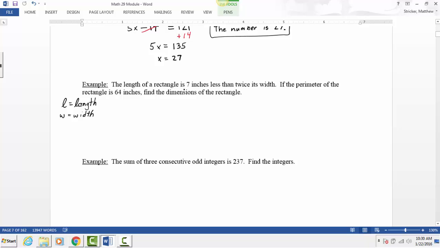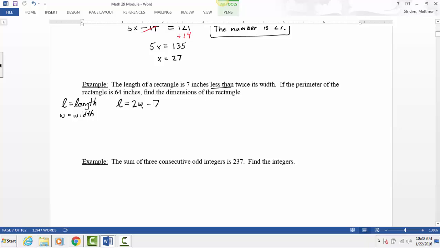This tells us something about the length. It gives us an equation here. It says that the length of the rectangle is, what is it again? So the length is 7 less than. Remember, whenever we see less than, that means we have to subtract. So we're going to subtract 7, but subtract 7 from what? Well, it's 7 less than twice the width. So we have twice the width minus 7. That is equal to the length. So the length is 7 less than twice the width.